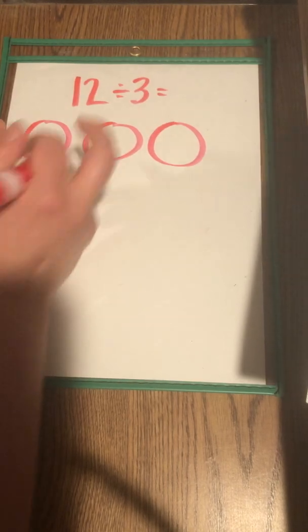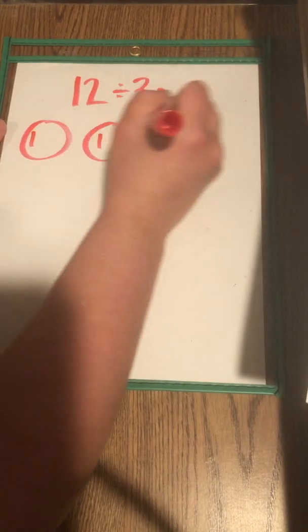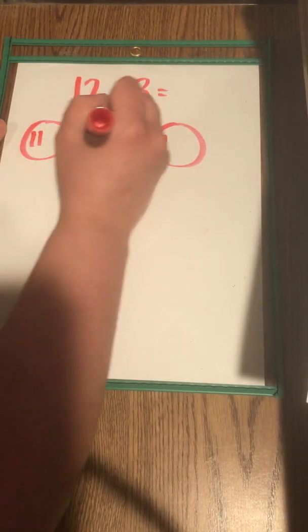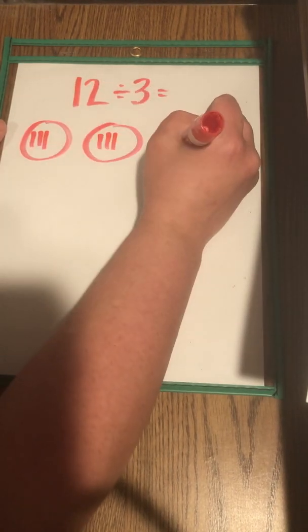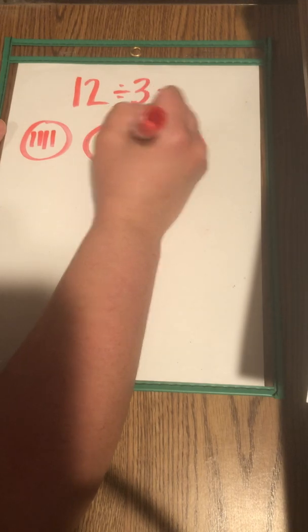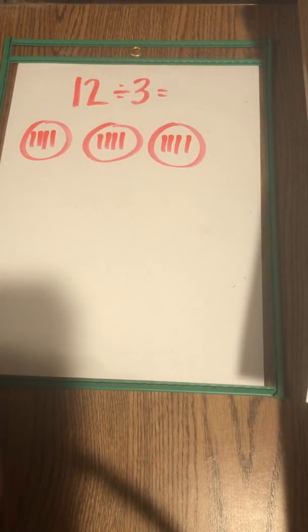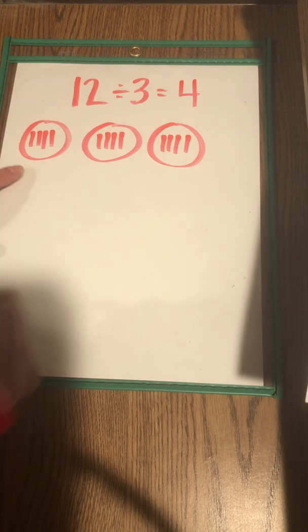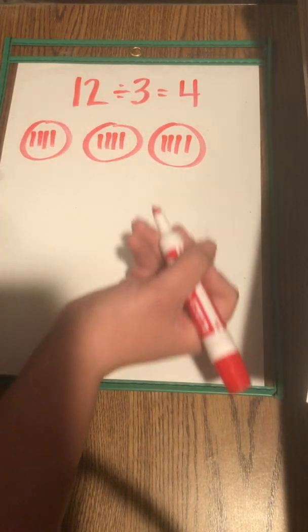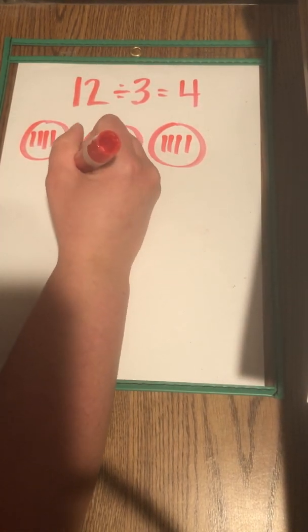And let's count. 1, 2, 3, 4, 5, 6, 7, 8, 9, 10, 11, 12. So what does it equal? How many cookies are in a plate? 4. Okay. So, like I said, it's division by 3 and 4.